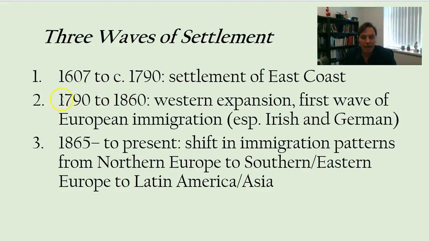Then the second wave was from 1790 to 1860, in which the inhabitants of the eastern seaboard start pushing west past the Appalachians into the Ohio Valley, into the Missouri Valley, and after that beyond there. And this is when we get a first wave of European immigration, especially Irish and German.